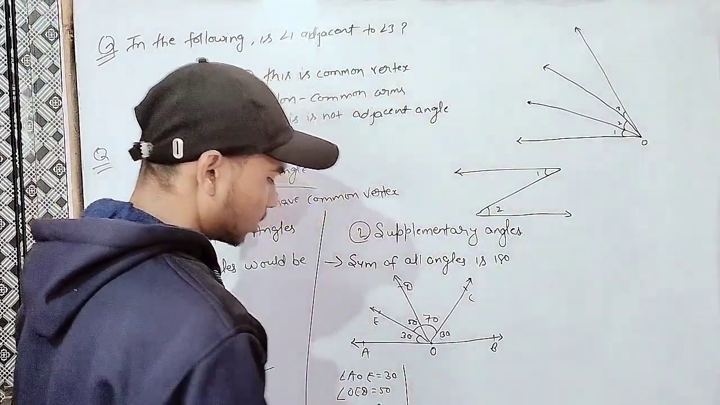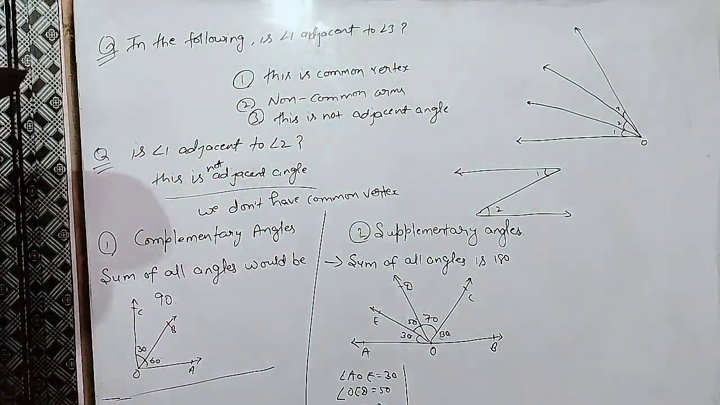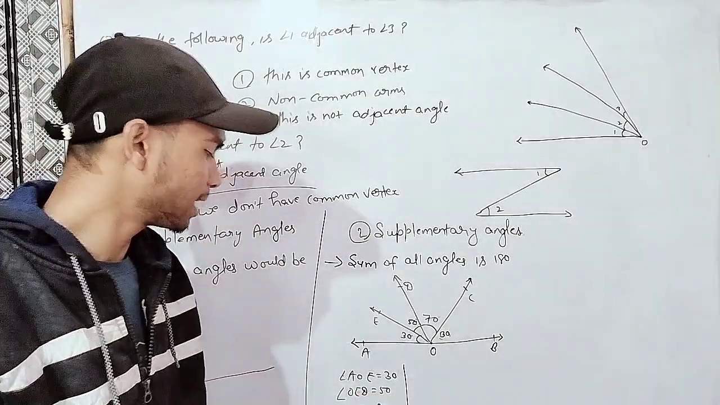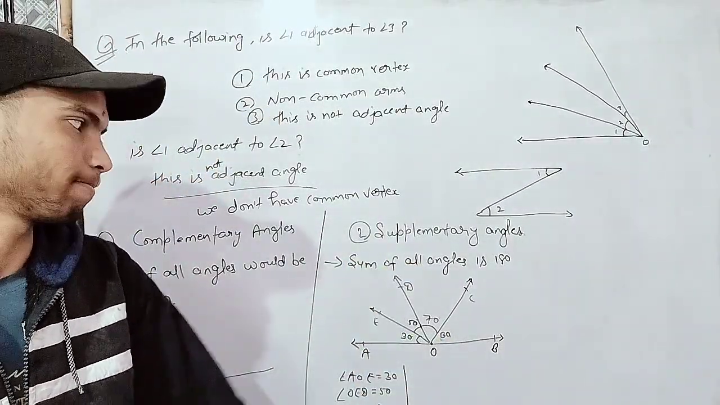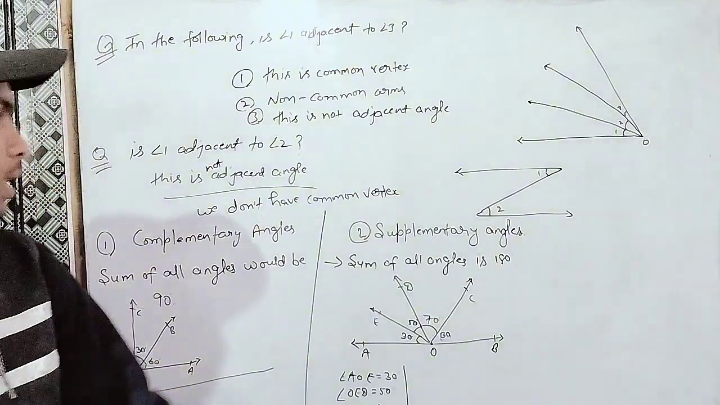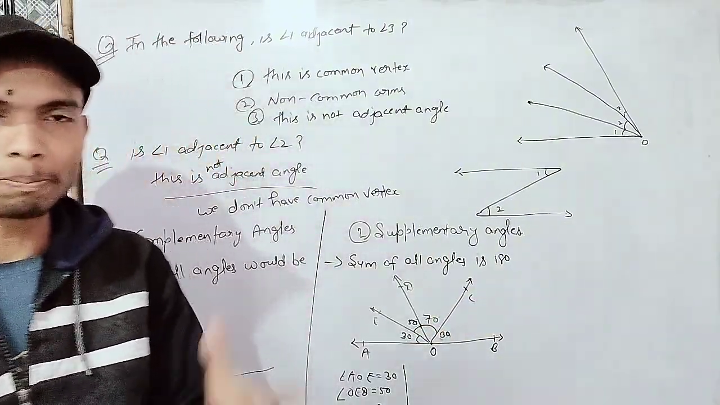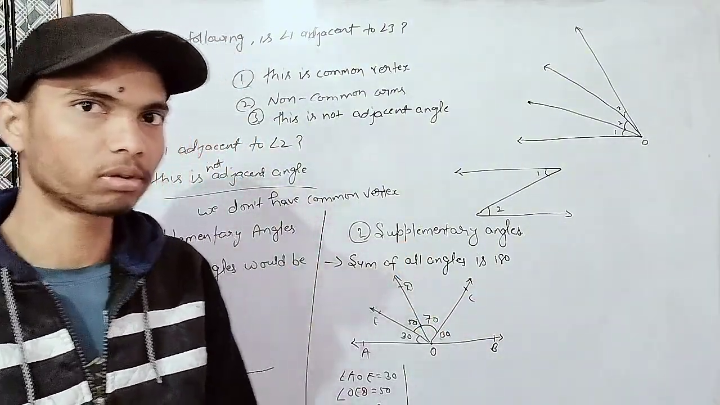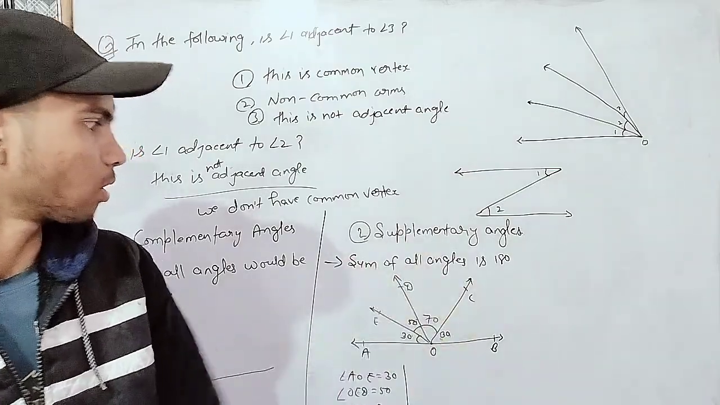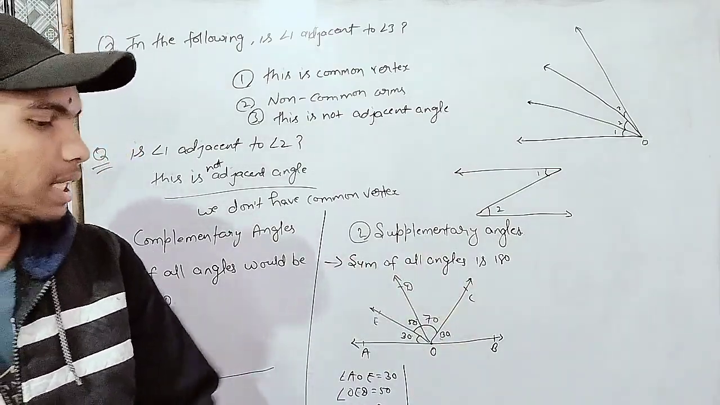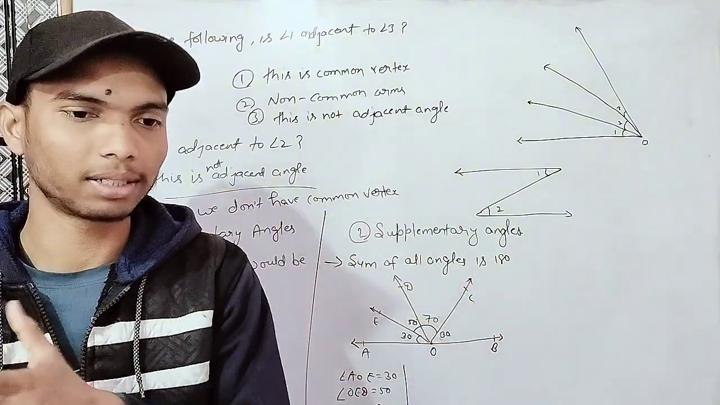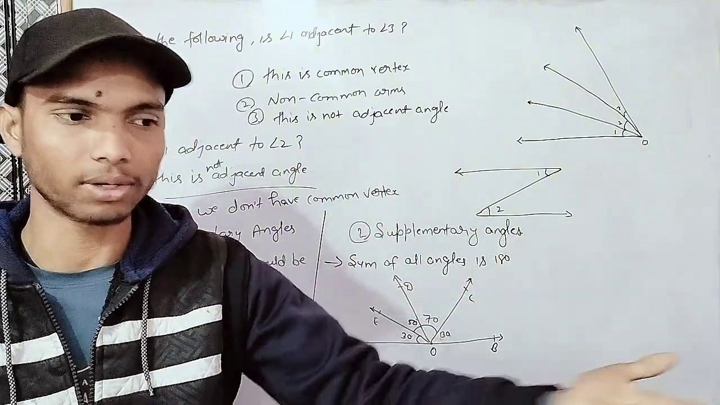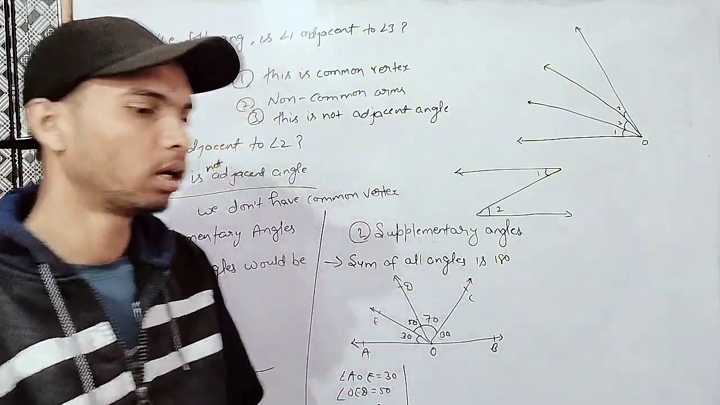Okay, now you are first note. The sum of these angles is how much? 180 degrees. This is a way to represent the definition of supplementary angles. When the sum of angles is 180 degrees, then in English we call them supplementary angles.